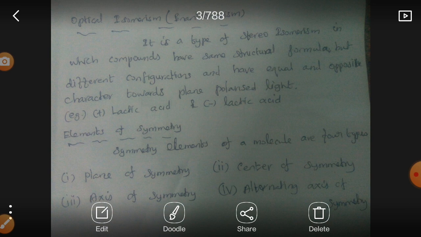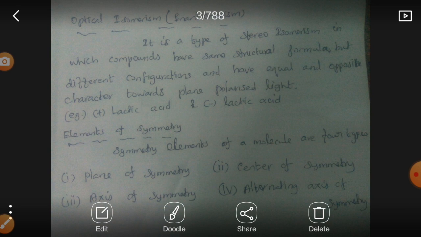Okay, next we want to look at elements of symmetry, because elements of symmetry and optical isomerism have a good relation. So first of all we thoroughly know about elements of symmetry, then we go for asymmetry, then we look at what compounds are involved in optical isomerism. That's the point of view. We look through elements of symmetry.